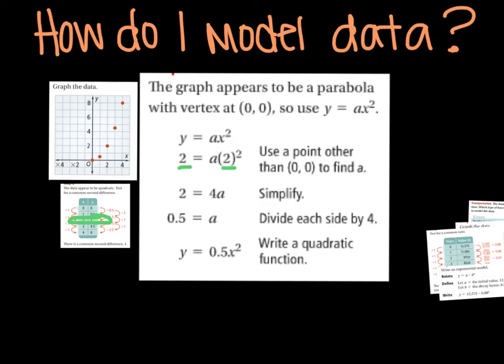You're going to use that to find A. So then you evaluate and you end up seeing that A is 0.5. So then you would write your equation y equals ax squared with your A being 1/2. And there's your quadratic function.